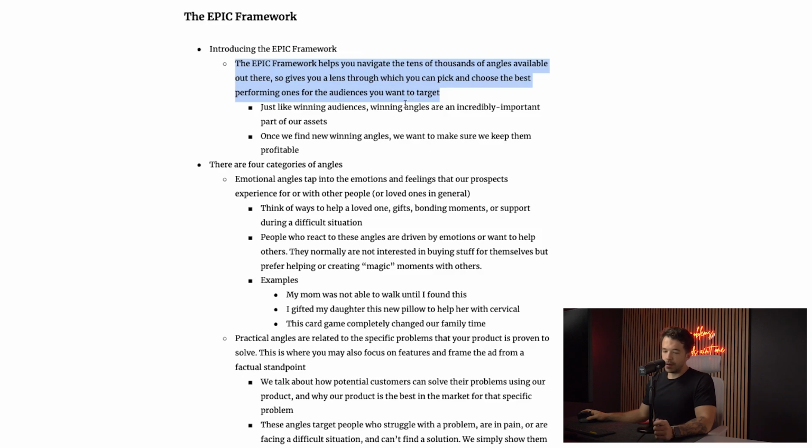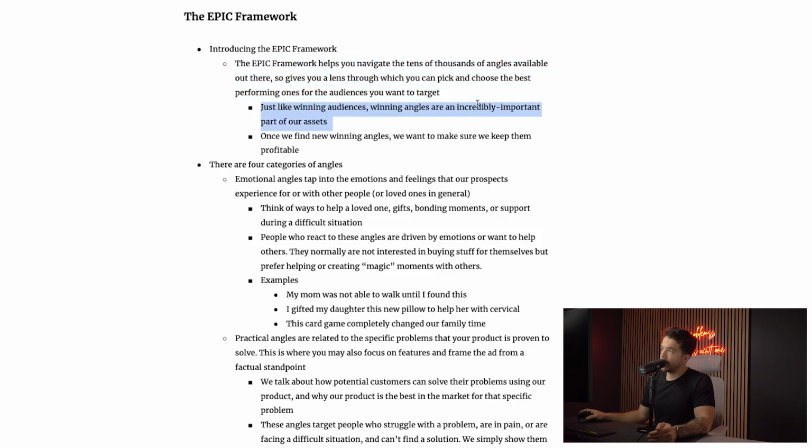It doesn't matter what product you're selling. It doesn't matter what industry you're selling in. You have an unlimited amount of angles you can create for whatever product. So we need a bit of a structure. We need some guidelines that we can follow to make sure that we're not just wasting our time with random angles, but we are using angles that actually get people to buy.